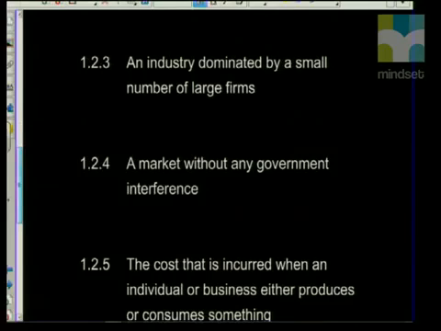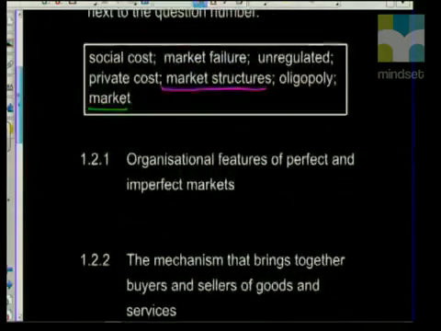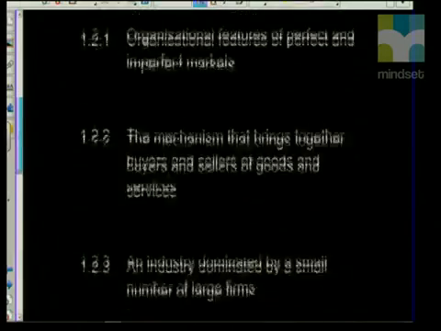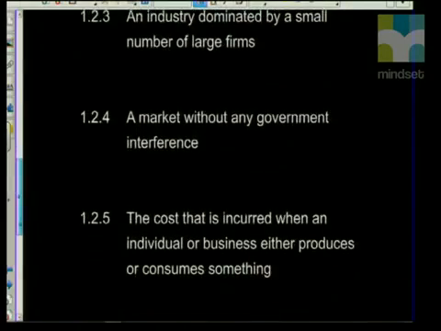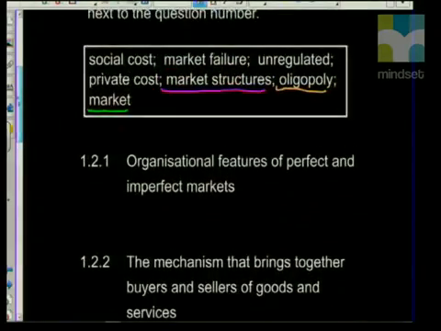1.2.3, an industry dominated by a small number of large firms. Back to the options, the oligopoly will be the correct answer. 1.2.4, a market without any government interference. This market would be unregulated.